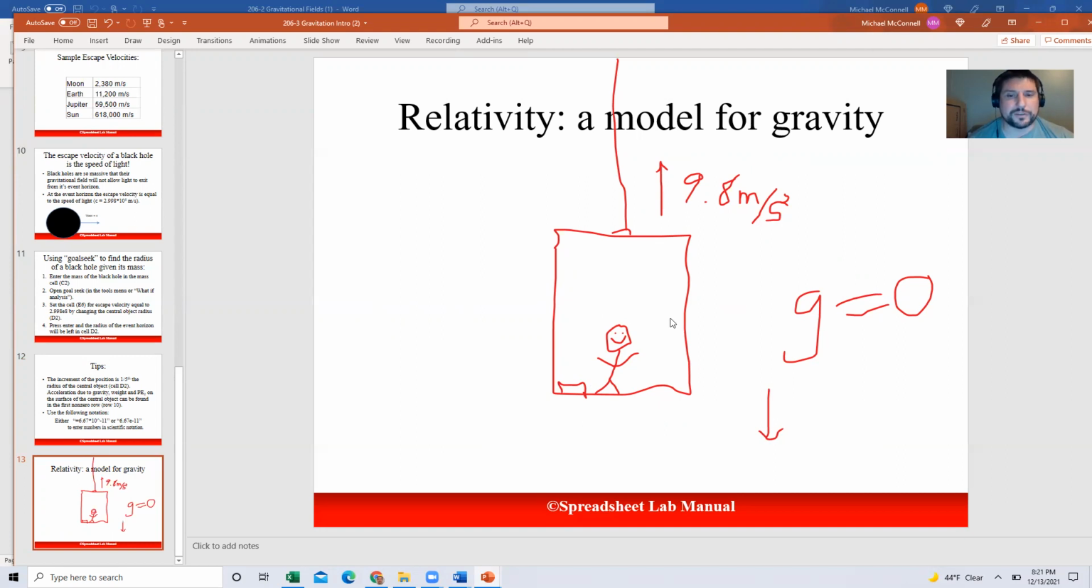Now, Einstein suggests that there's no experiment that this person could do to prove that they're not in a gravitational field. And in fact, in making the assumption that he was in a gravitational field, he would be accurate in doing that. That's how Einstein modeled gravity.